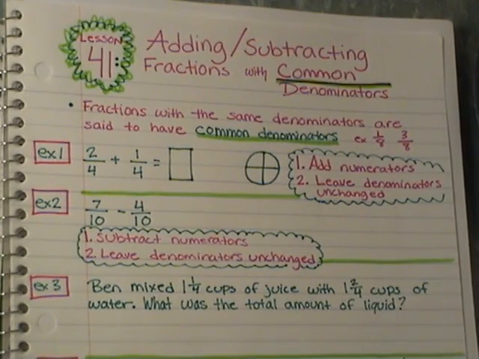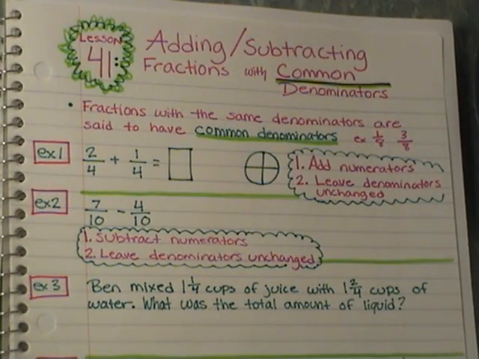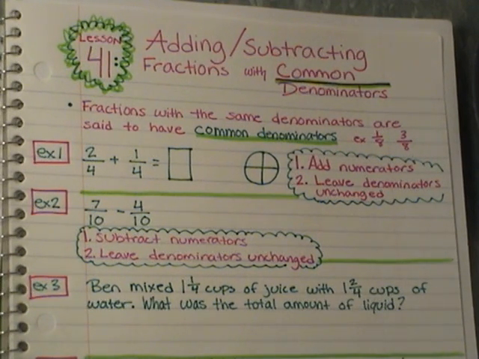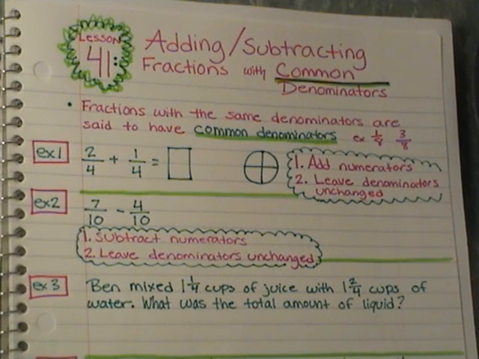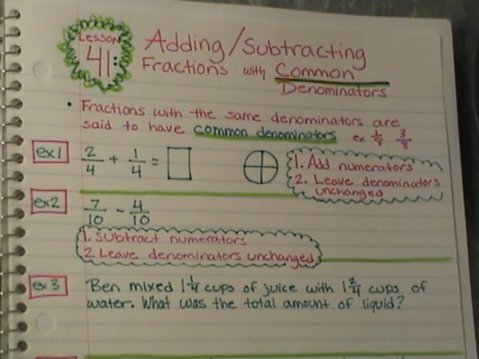Alright, tonight's lesson is lesson 41, and we are adding and subtracting fractions with common denominators. So the first thing I've written down tells us what a common denominator is. Fractions with the same denominator are said to have common denominators. I wrote an example here: 1/8 and 3/8. Though these are different fractions, they have the same denominator, 8, so these fractions have common denominators, and we are able to add and subtract them.